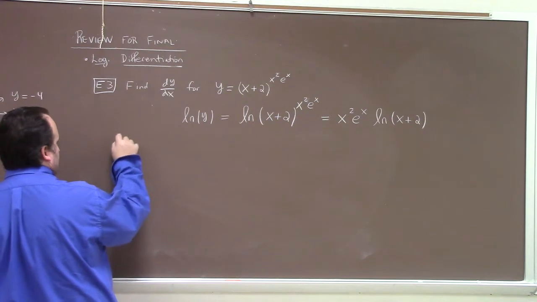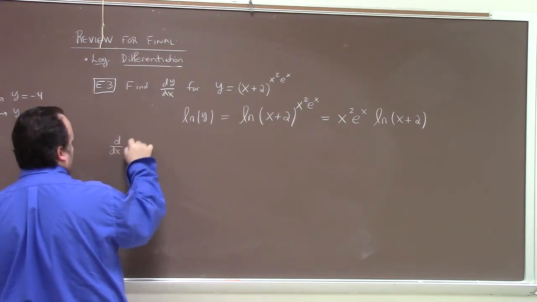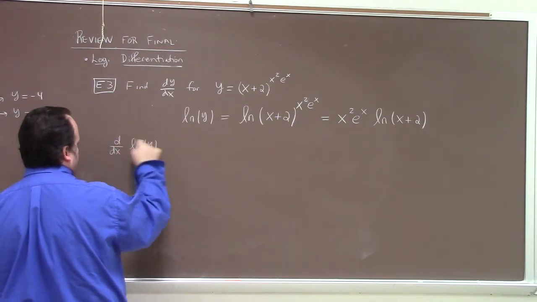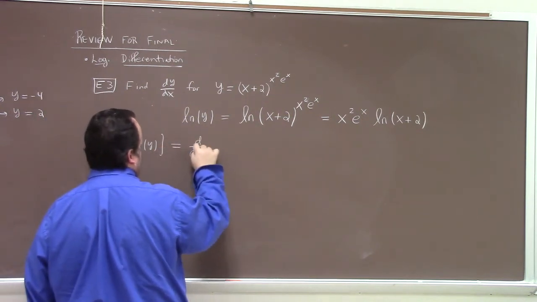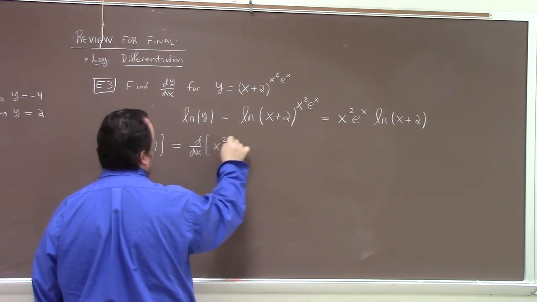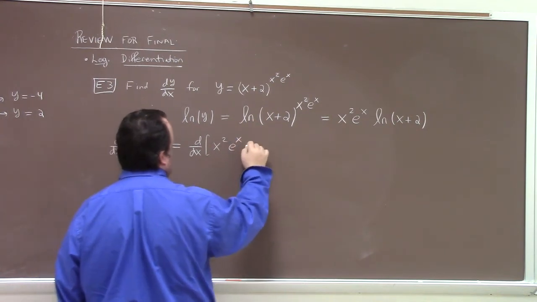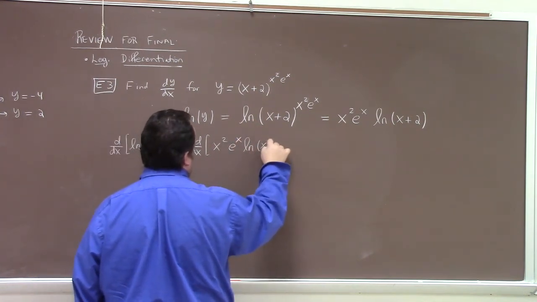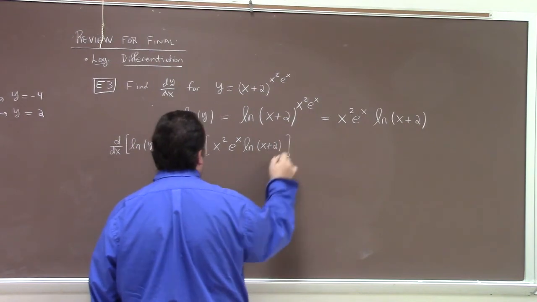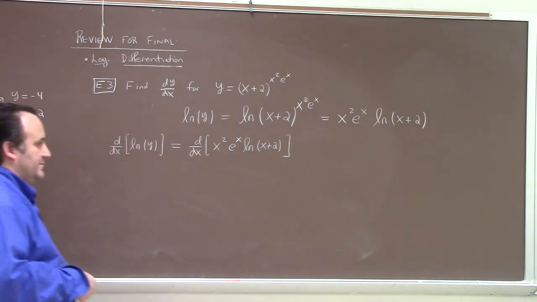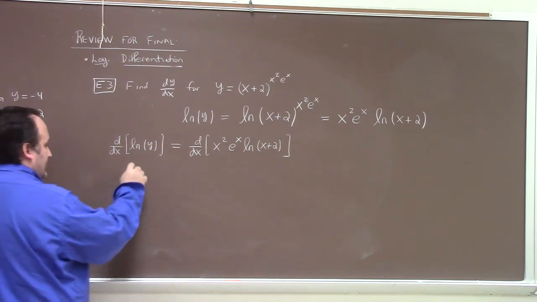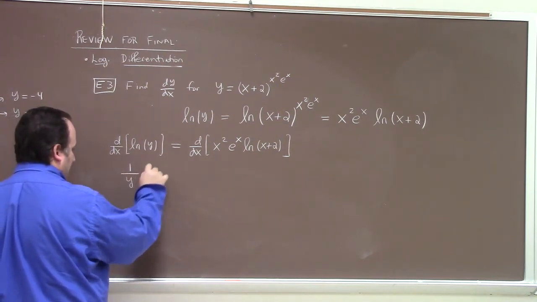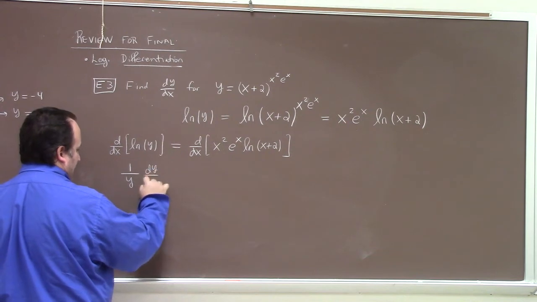d/dx of the natural log of y equals the derivative with respect to x of x squared e to the x natural log of x plus 2, right? So I'm going to use the triple product rule on the right-hand side here, like we talked about. The left-hand side is just 1 over y dy/dx, all right?